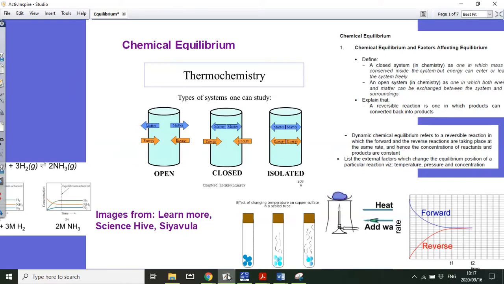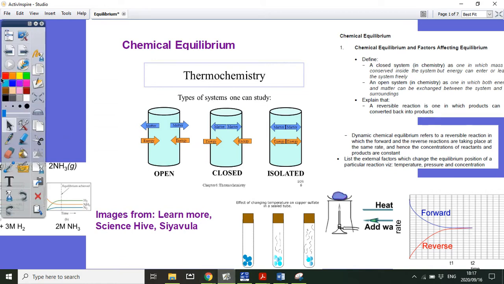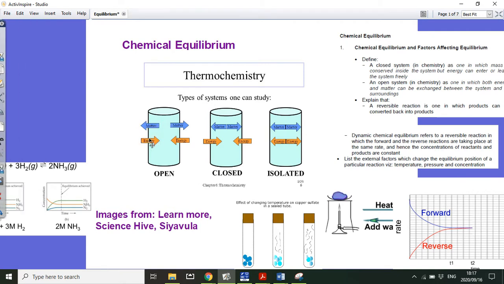The first thing you need to know about chemical equilibrium is what we mean by an open and a closed system. So for an open system, it means particles can get in and out and energy can get in and out. If you look at this first diagram, you can see matter can go in and out and energy can go in and out. So this is a totally open system.